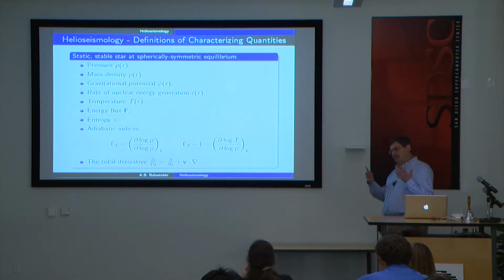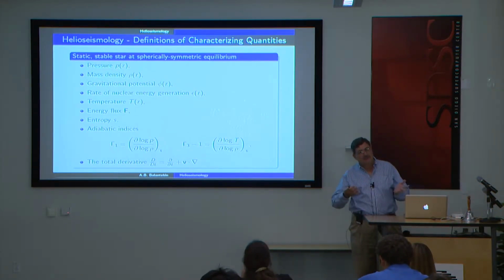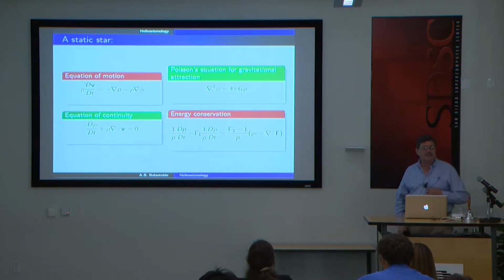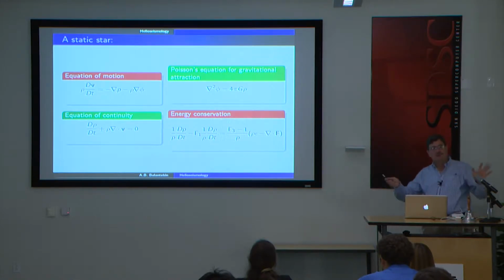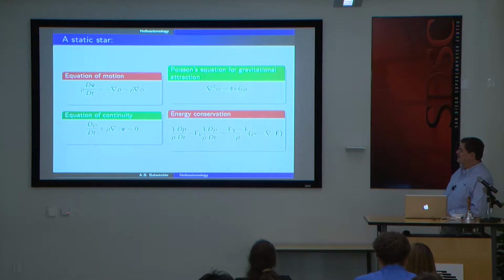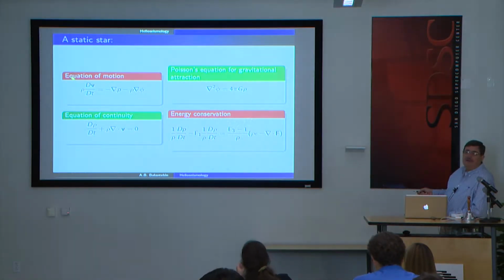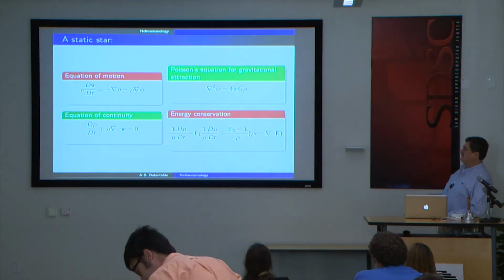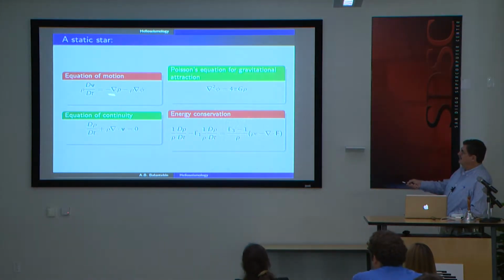I want to now formulate a static spherically symmetric star. So I need to write basically 4 equations. The first one, this is Newtonian gravity. I mean, simple, nothing quantum mechanical. Basically, I need to write 4 equations. The very first one is the equation of motion. That's basically F equals ma, but I have written this in terms of the densities.